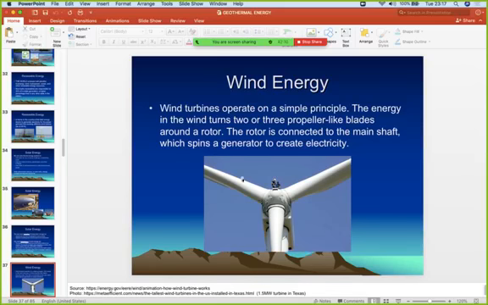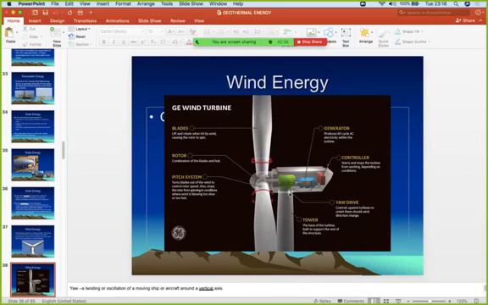So the energy in wind turns two or three popular blades. So these are one, two, three blades around a rotor. So this is a rotor here. The rotor is connected to the main shaft, which spins a generator to create electricity. So this is now the basic GE wind turbine. This part is the generator.